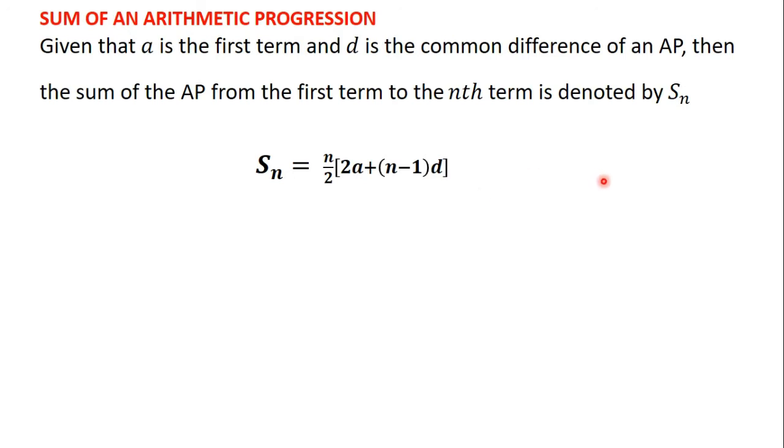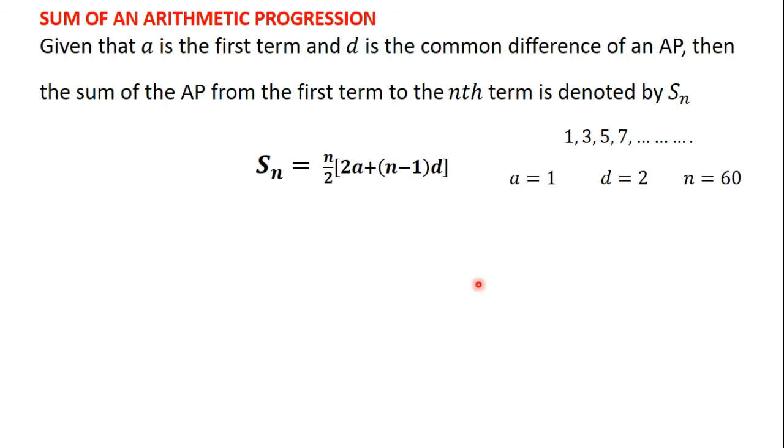So in the previous slide, we considered this AP and we wanted to find the sum of the first 60 terms. In this AP, we can see that the first term is 1 and the common difference is 2. We want to find the sum of the first 60 terms, so n is equal to 60. When we substitute this information into the formula, we are going to get S60, that is, the sum of the first 60 terms.